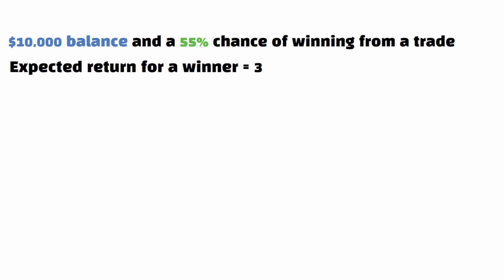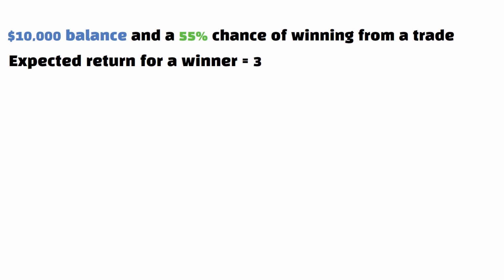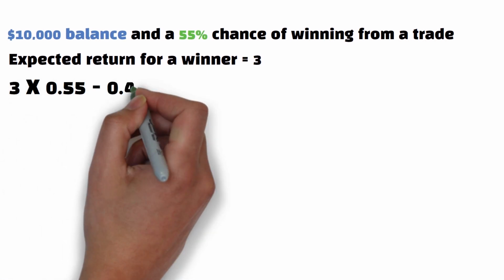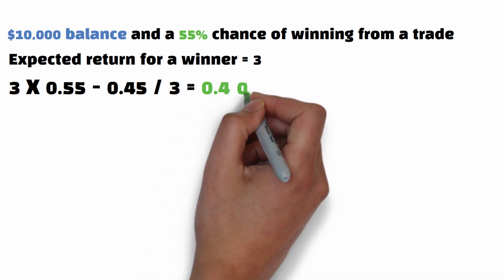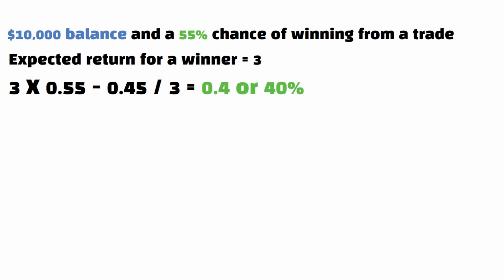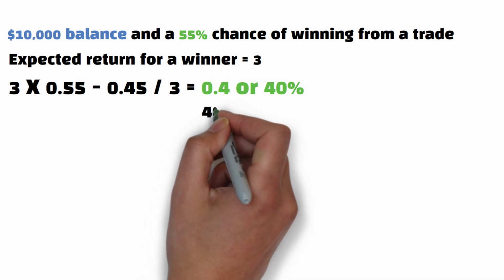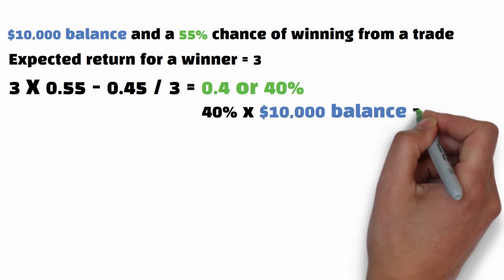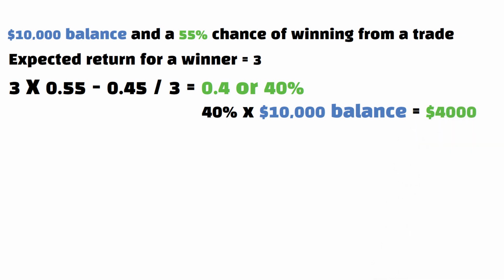With this knowledge, we now can use the Kelly Criterion calculation to determine the ideal position size for a trade. With 3 multiplied by 0.55 minus 0.45, divided by 3, our equation gives us 0.4 or 40%. Based on the Kelly formula, the optimal amount would be 40% of our $10,000 equity, amounting to $4,000.